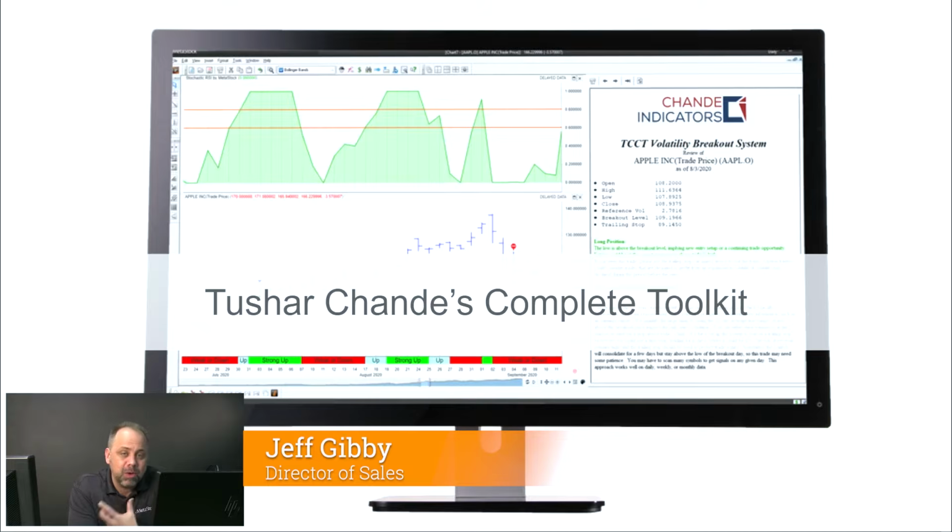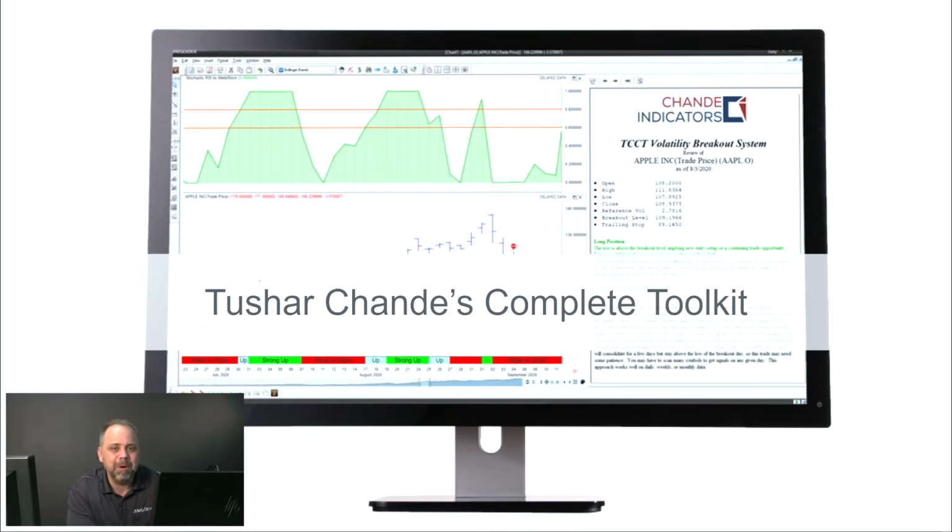Today we are going to be talking about Tushar Chande's complete toolkit. We're going to be talking about it right after this little legal disclaimer.